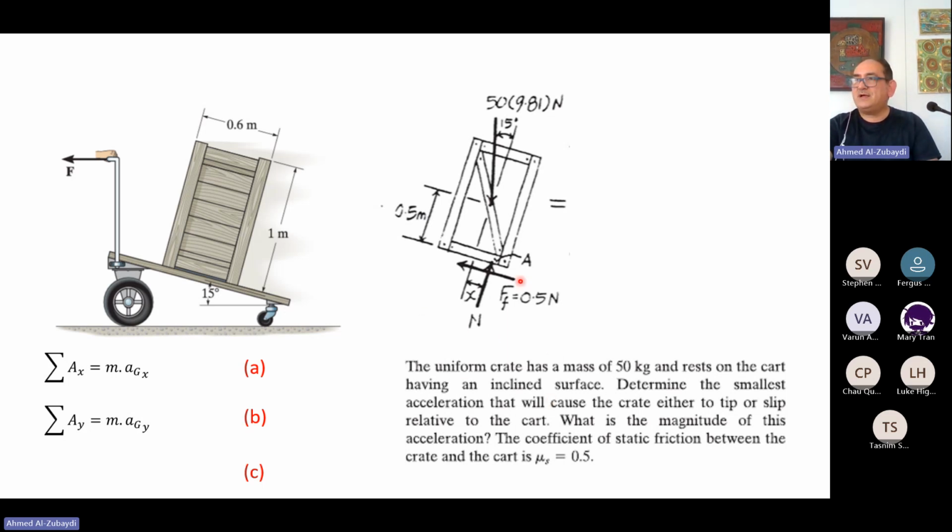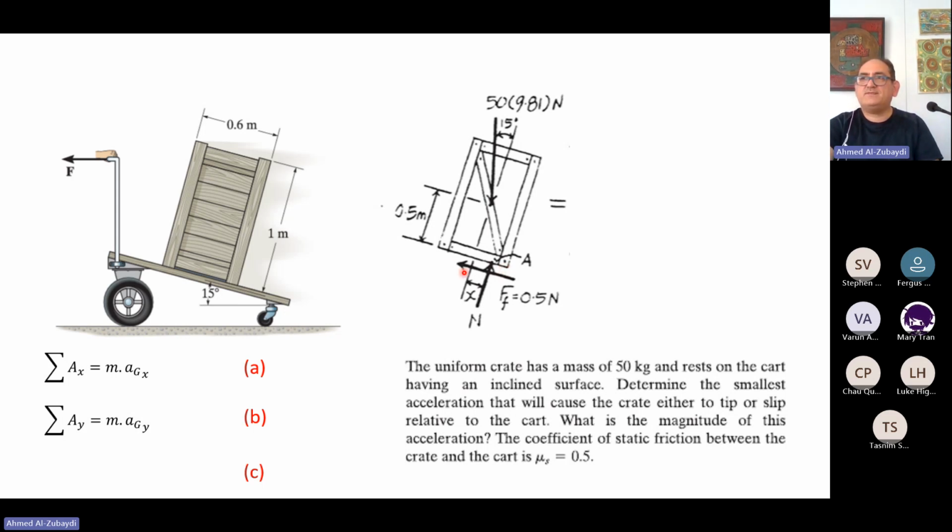Now once again, we're going to have the mass going downward. It's going to be 50 multiplied by 9.81, and it's going to be inclined by 15 degrees, which is the angle of the inclination for the box itself. And here we're going to have the friction force parallel to the inclined surface, and this will be the normal force, which is perpendicular to that surface.